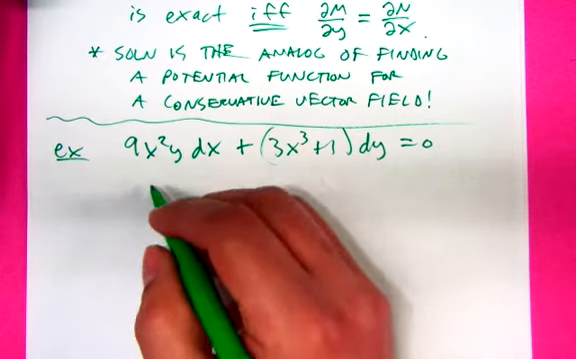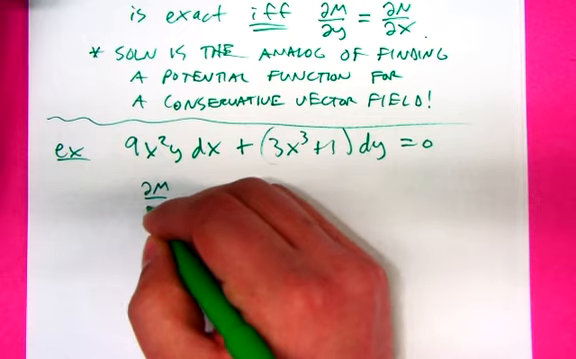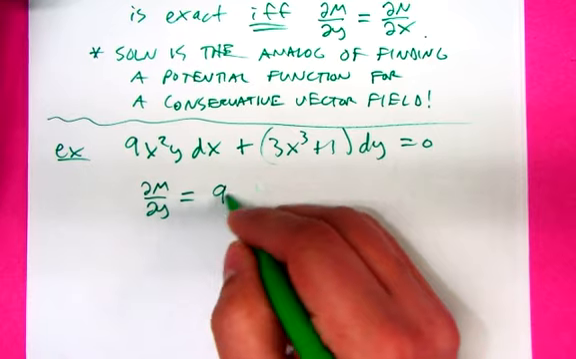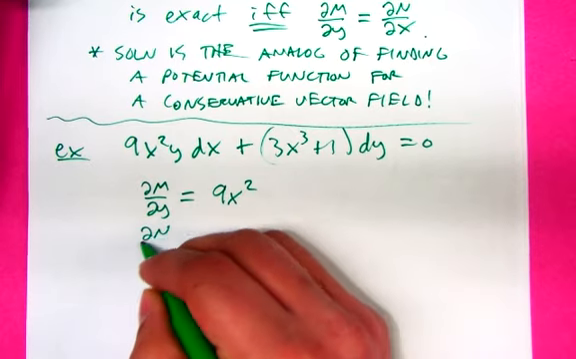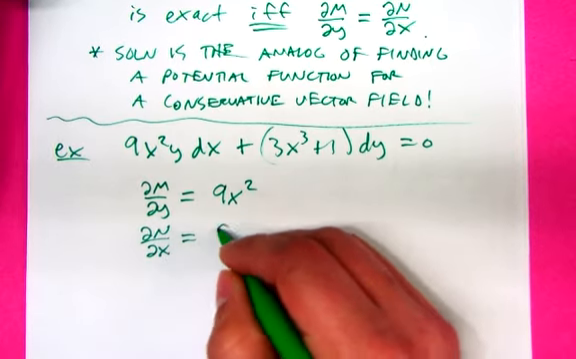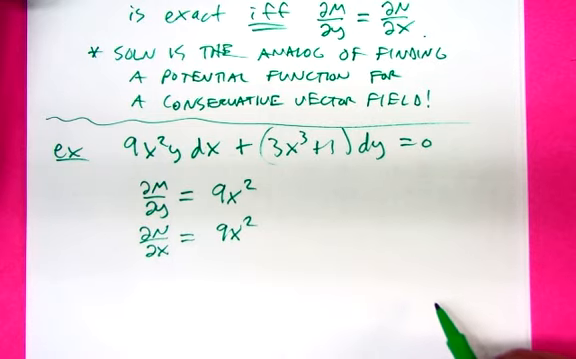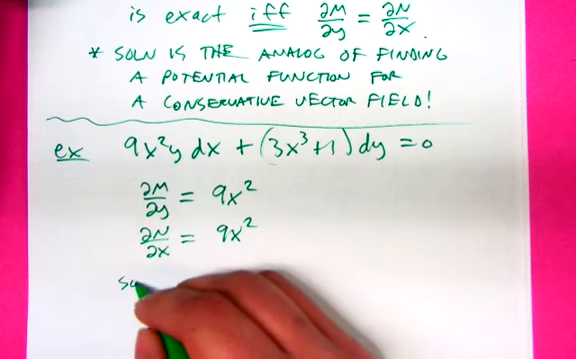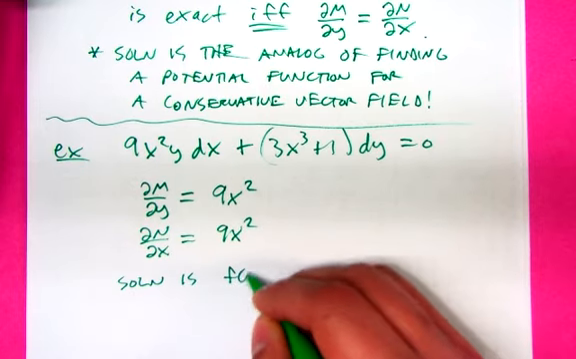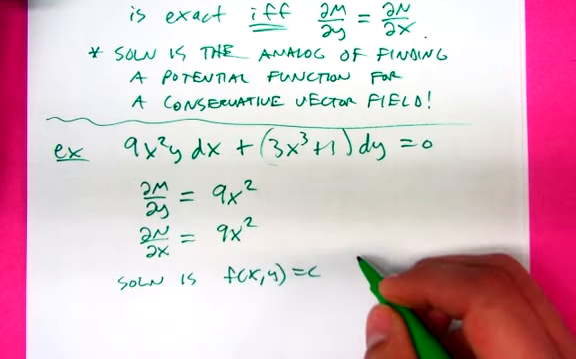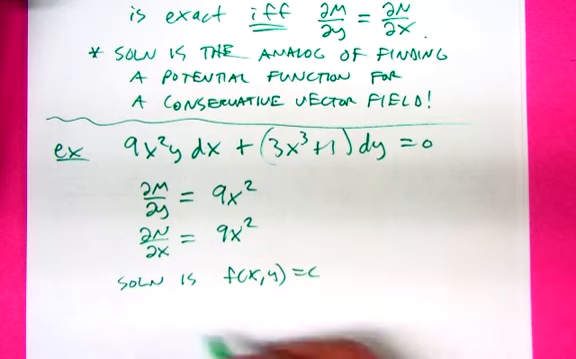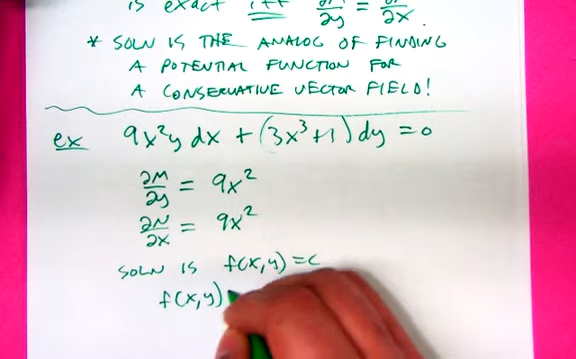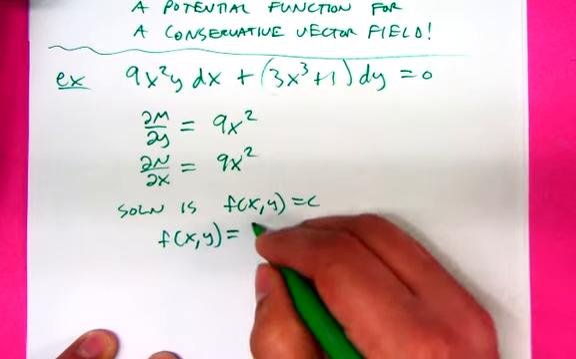And let's just check now. If it's exact, that means partial M partial y, which is, in this case, 9x squared, should equal partial N partial x, which is 9x squared. So it's separable, but it's also exact. Okay? So then the solution is the function f of x, y equals c, which we can find by integrating either one of these.